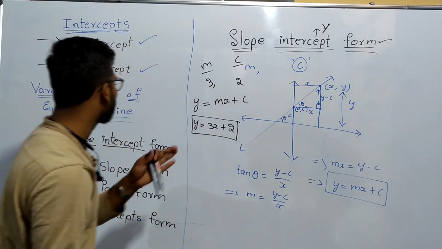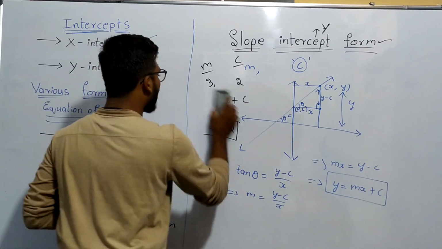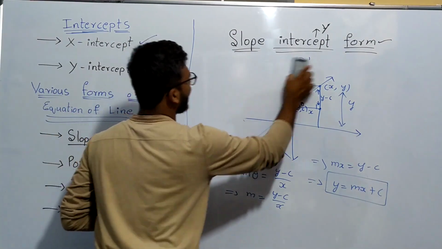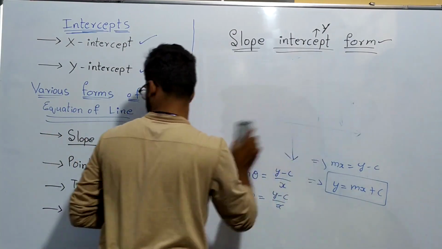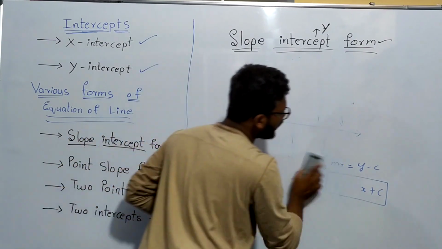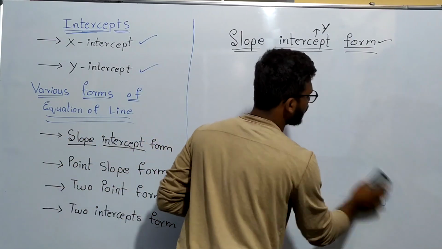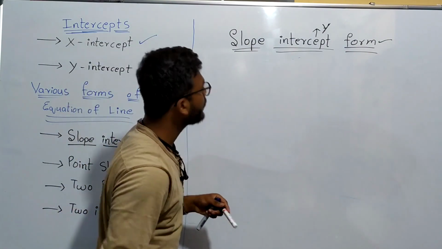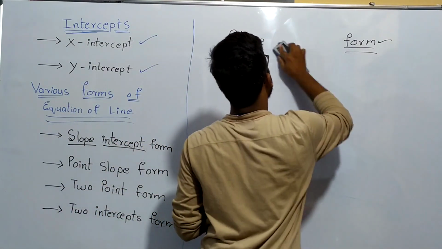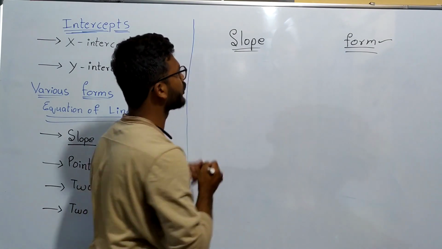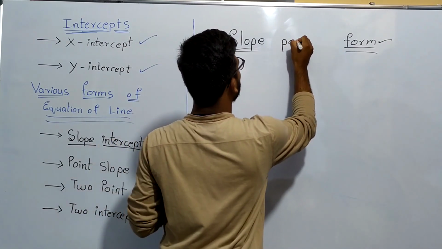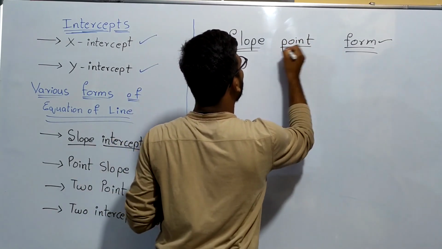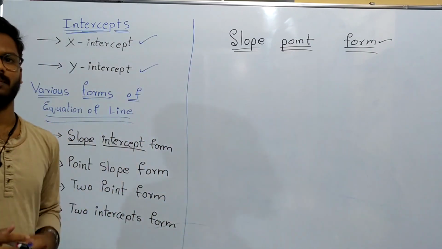In the same way, let us see how to find the equation of a line if I know slope and a point. That we call the slope point form. Sorry, slope point form. Let us see what it is. Slope point form or else point slope form.